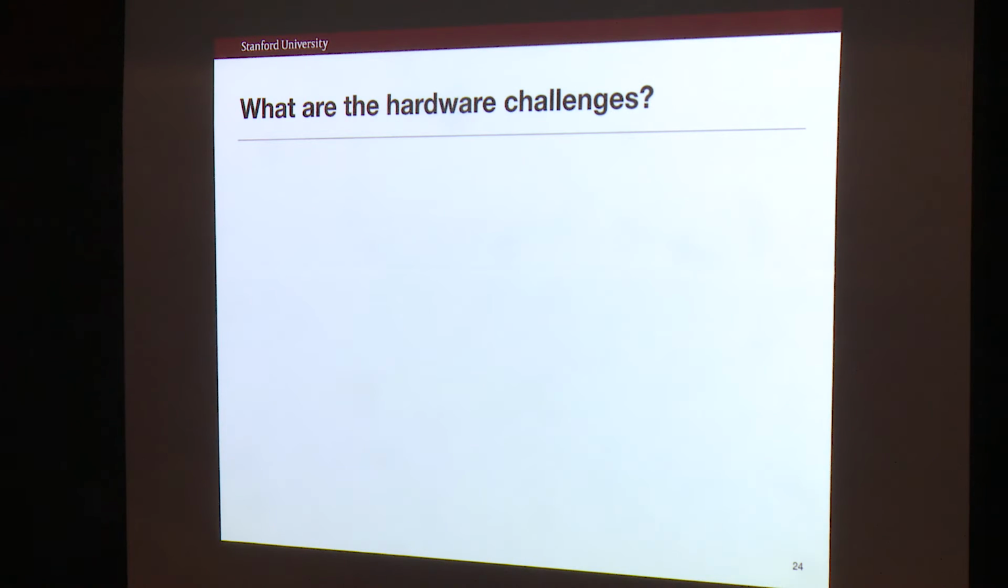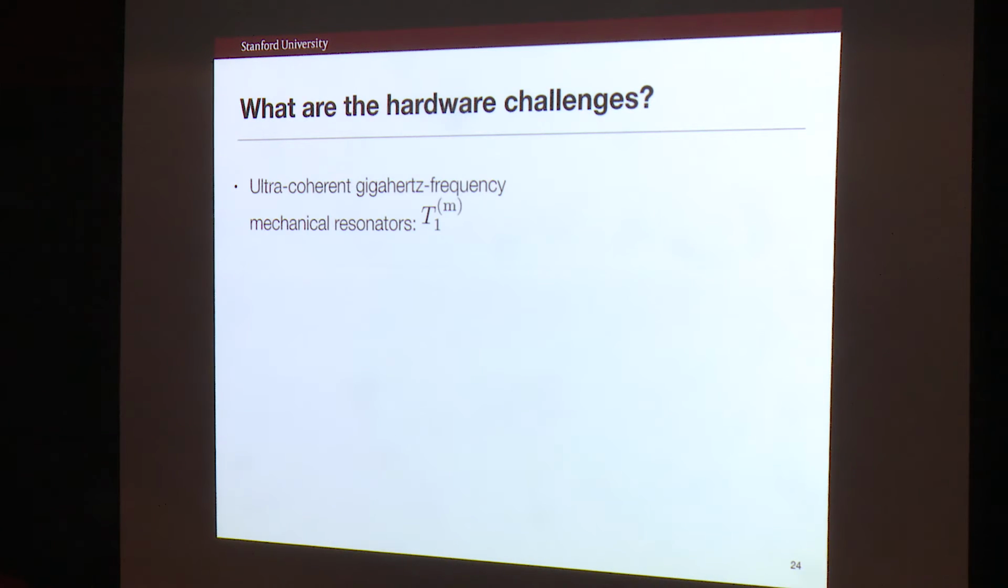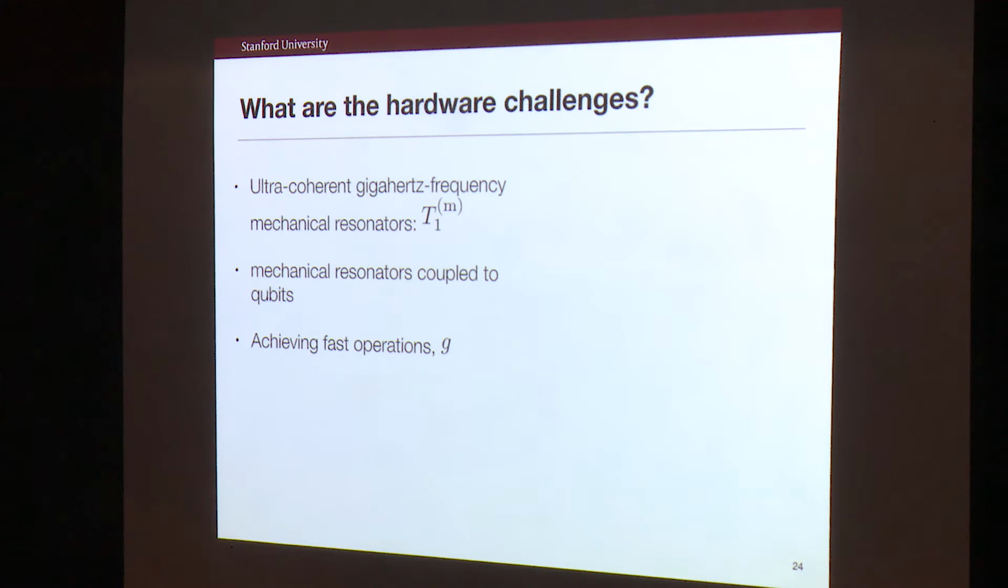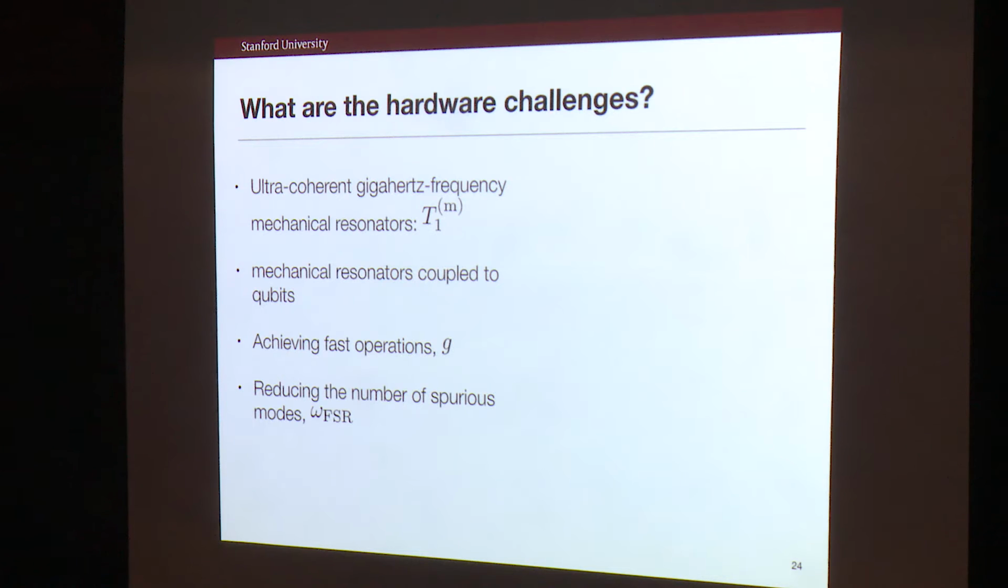So what are the actual hardware challenges in trying to implement this? One is, how do you make ultra-coherent gigahertz mechanical oscillators? The other one is, how do we couple these mechanical oscillators to qubits well so we get fast operation? So how do we increase g? And we also need to really reduce the number of spurious modes, because the problem with using mechanical waves is that mechanical wavelengths are short. So if I have any volume, it's going to have a lot of different mechanical modes, and you don't want to couple to them.